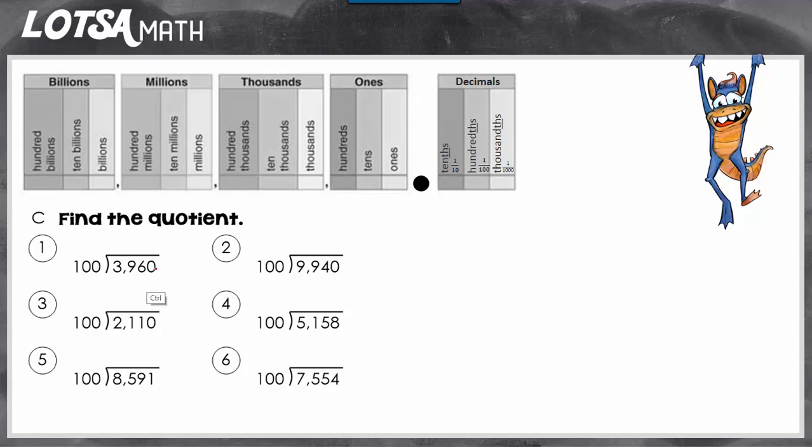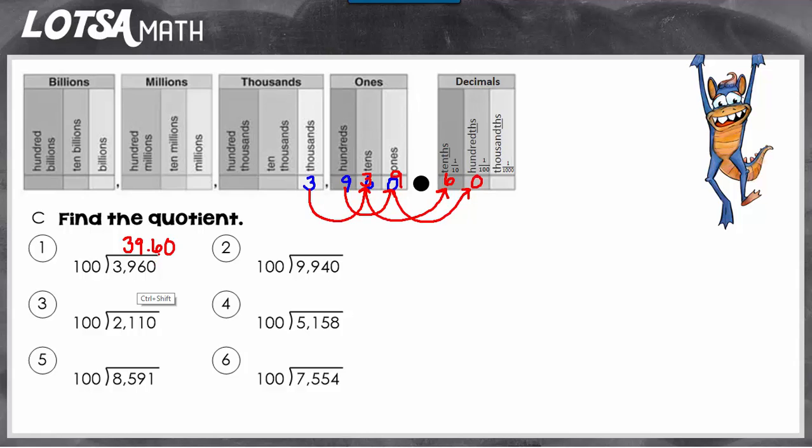So let's look at an example. So if we have the number 3,960, if we want to divide it by 100, we need to take each digit of the number and move it 2 places to the right. So the ones place would move to the hundredths place. The tens place would move to the tenths place. The hundreds place would move to the ones place, and the thousands place would move to the tens place. So our new number, our quotient, would be 39 and 60 hundredths.